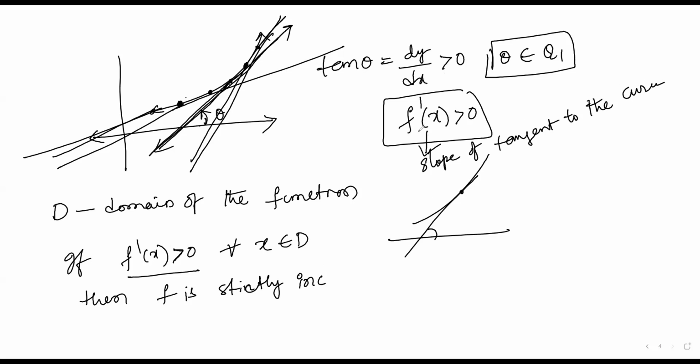dy by dx or f dash of x, the differentiation, represents actually the slope of the tangent to the curve. So the slope of the tangent is positive, that is strictly increasing. Then what happens if it increased, then constant, and then again increased like that? So what happens at this point? It is constant.